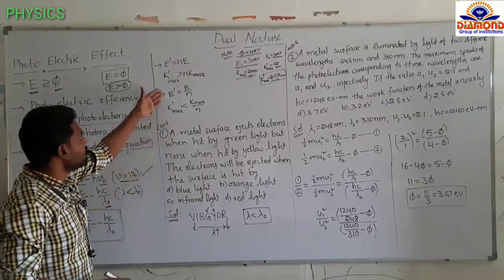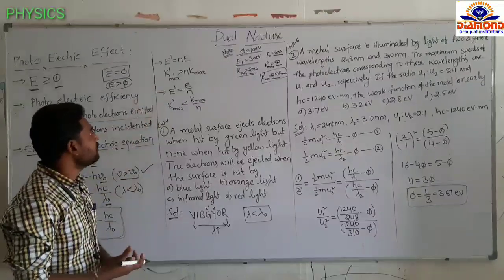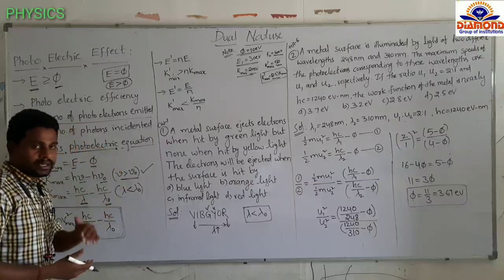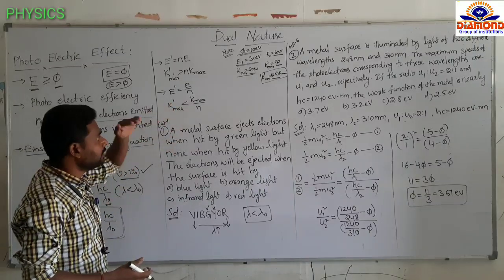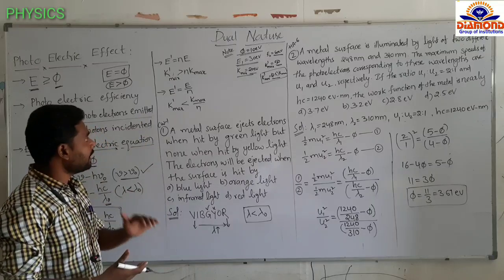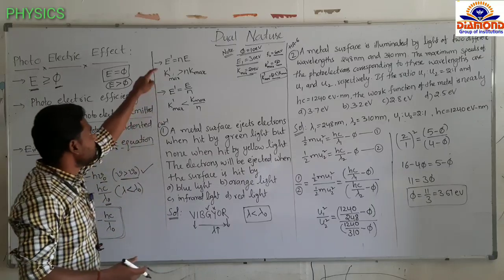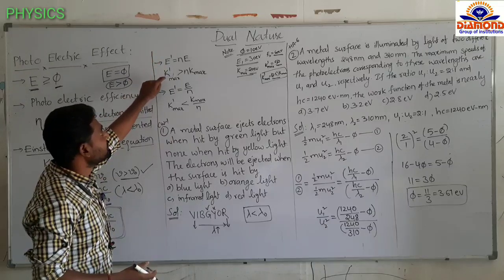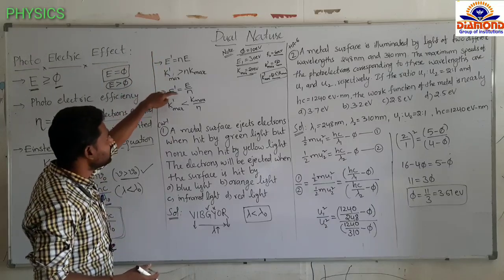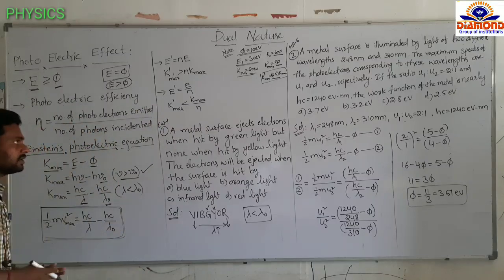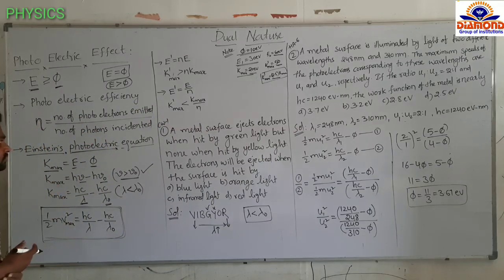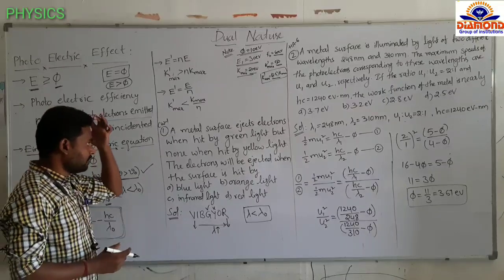The same thing is applicable here also. If the energy of the light radiation is decreased by n times, then the maximum kinetic energy of the photoelectron decreases by less than n times. Remember, if it is increased by n times, the kinetic energy increases by more than n times. If it is decreased by n times, it decreases by less than n times. Remember that one. Based on Einstein's photoelectric equation, we have the problems.